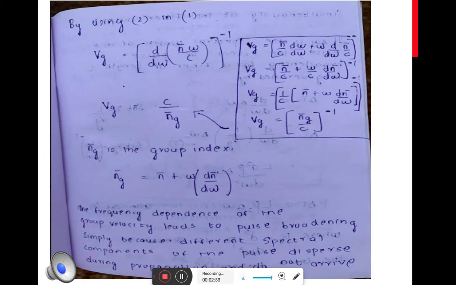So the frequency dependence of the group velocities leads to pulse broadening simply because different spectral components of the pulse disperse during propagation and they do not arrive at the output end of the fiber at the same interval of time. Now if delta omega is the spectral width of the pulse, the extent of pulse broadening for a fiber of length L is given by delta t is equal to dt by d omega into delta omega. Now we are substituting t is equal to L by Vg, and for Vg we'll be substituting (d beta by d omega) the whole raised to minus 1.